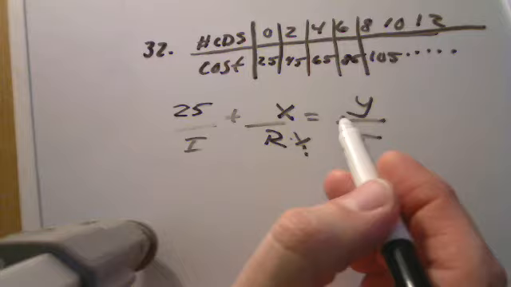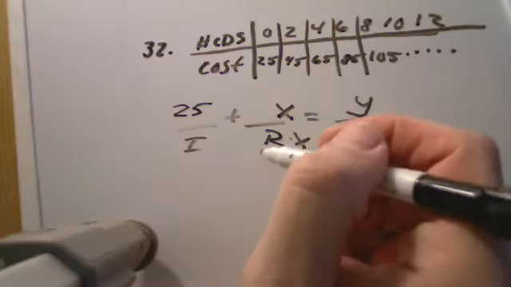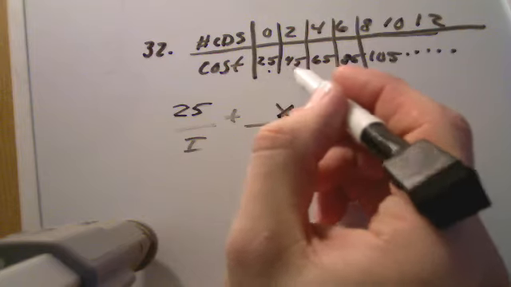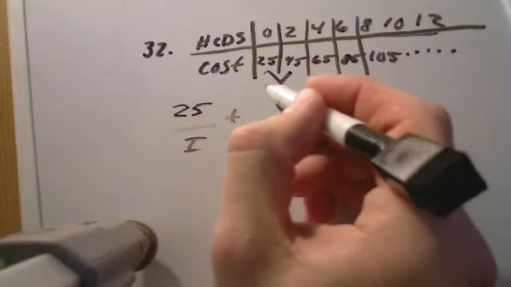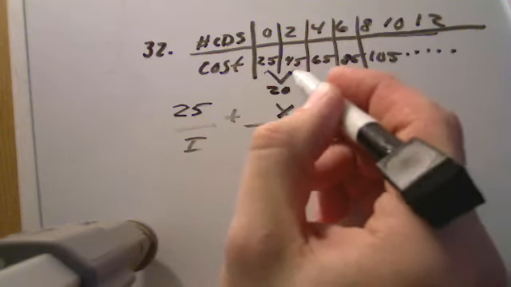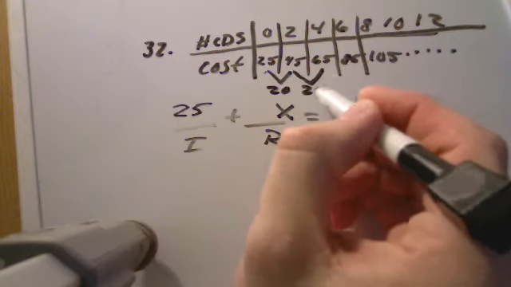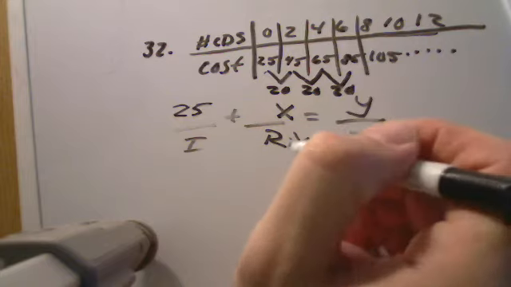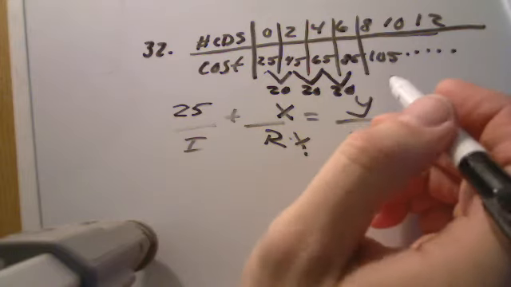So the rate of change. Remember, the rate of change is found by looking at the difference. If I look at the difference between 25 and 45, it's a $20 difference. 45 to 65 is a 20 difference. 65 to 85 is a 20 difference. So it just keeps changing by 20.